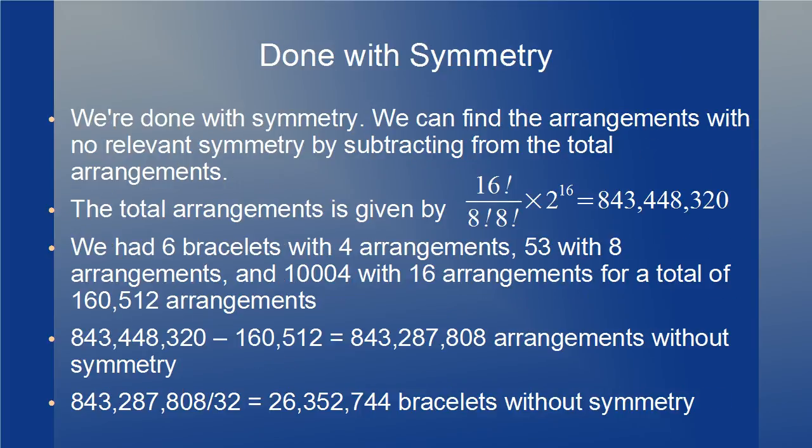We find the total arrangements using fixed permutations for the colors and 2 to the power 16 for the bead directions. Big number in the high 100 millions. Subtract the bracelet arrangements with symmetry, there's a total of 160,512 arrangements. Just a rounding error compared to the hundreds of millions of arrangements in total.